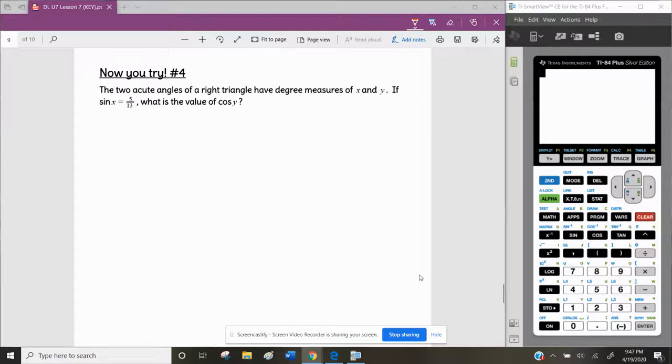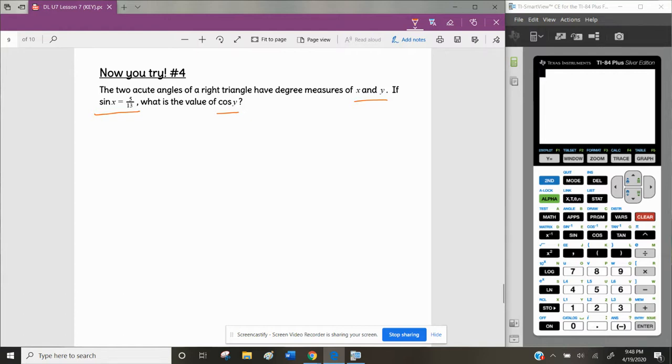This is Numbers with Nicole with 2 more examples for you to try, applying the sine and cosine of complementary angles in a right triangle. So 2 acute angles of a right triangle have degree measures of x and y. If the sine of x is 5/13, what is the cosine of y?